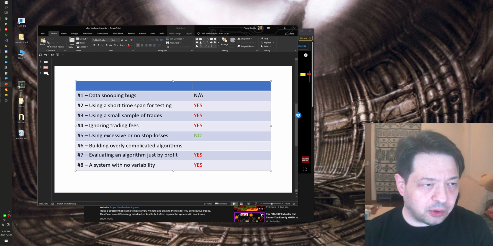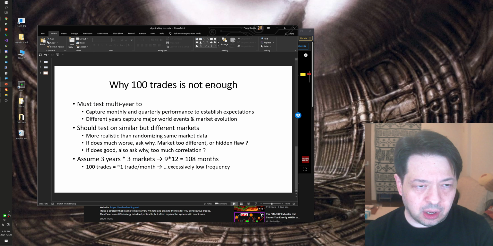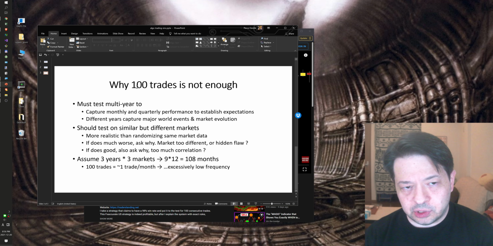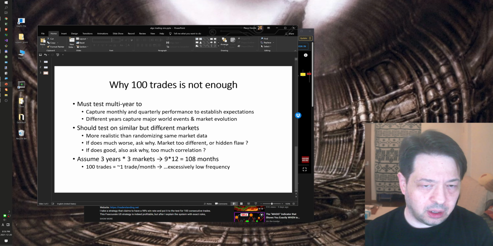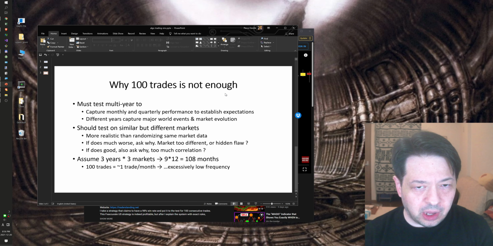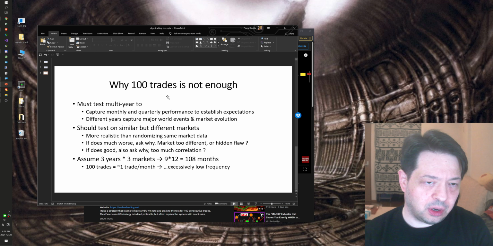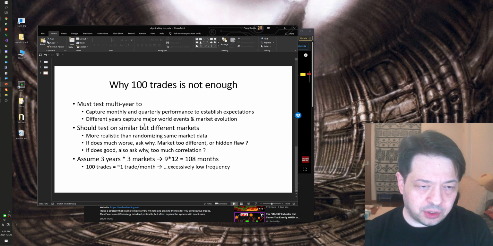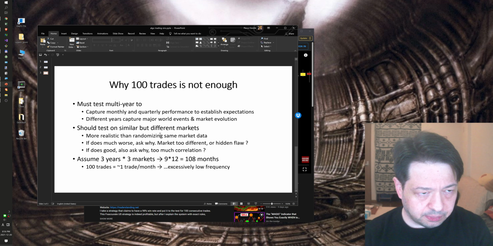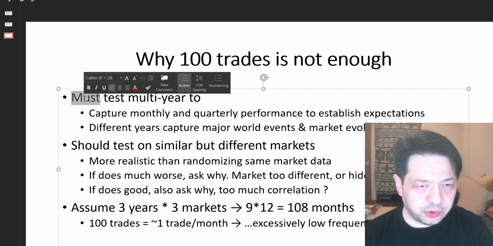So a little bit about why I consider 100 trades not enough, because I think empirically everybody, or most people, will tell you that. At the practical level, I would like to reason why I consider 100 trades not enough, and I think they should be in the thousands. So first, I think it's important to have multi-year testing.